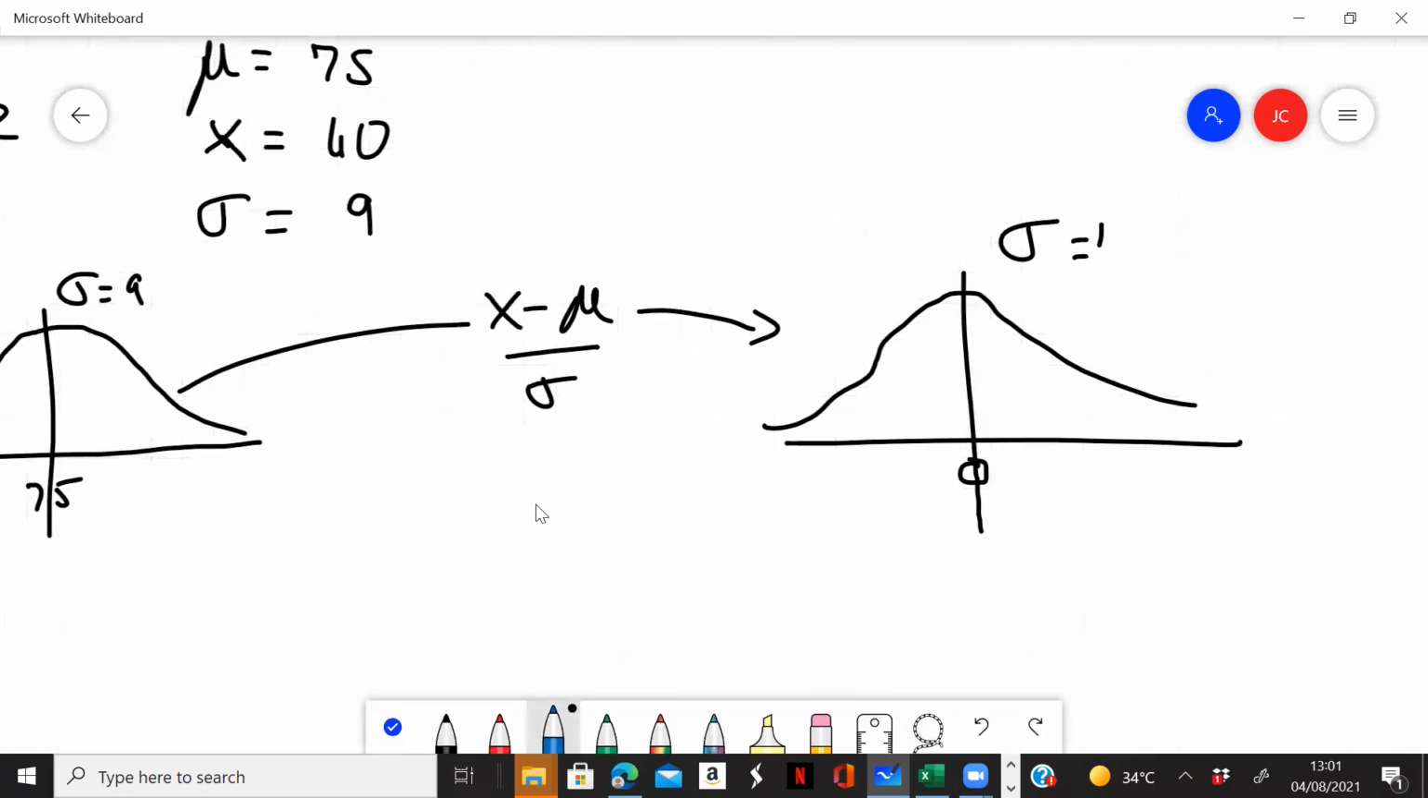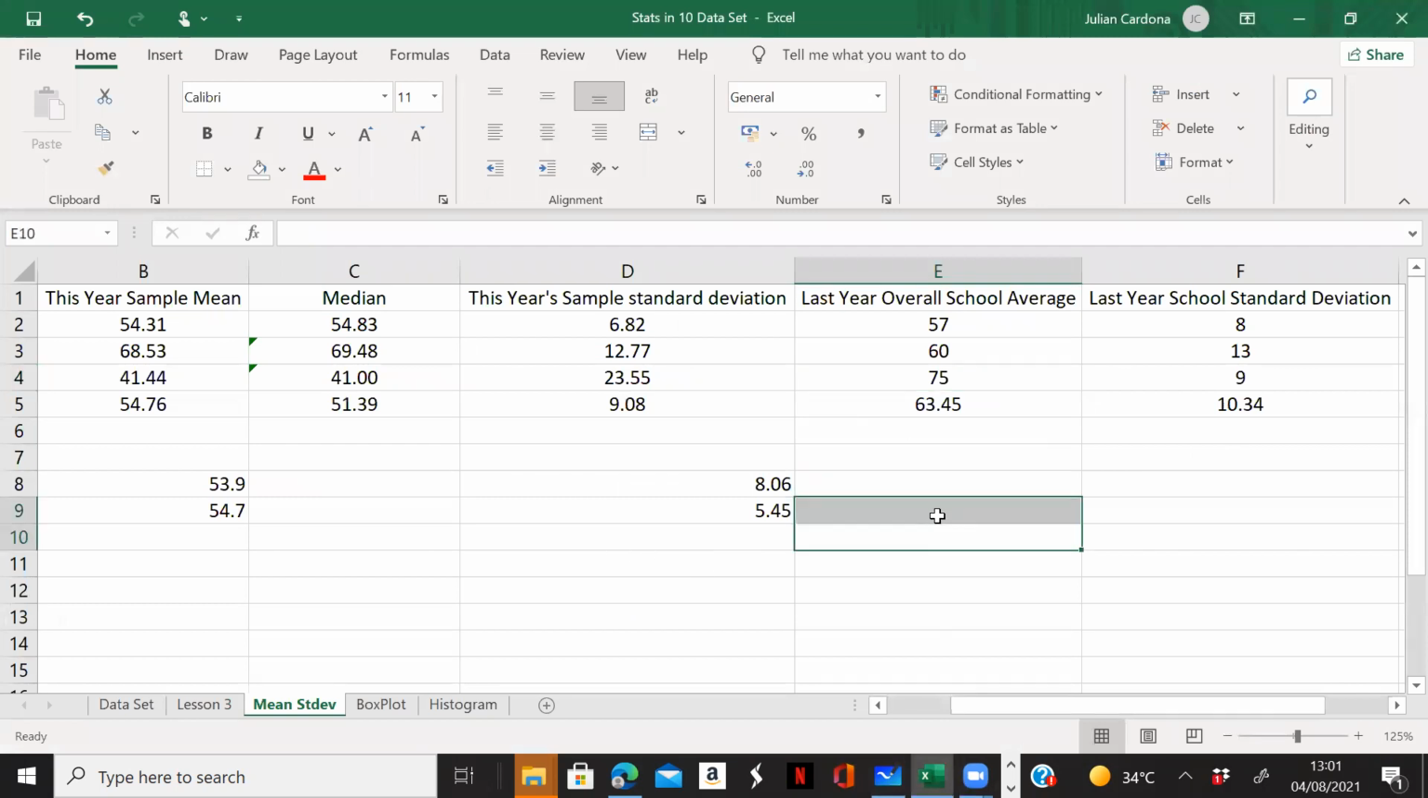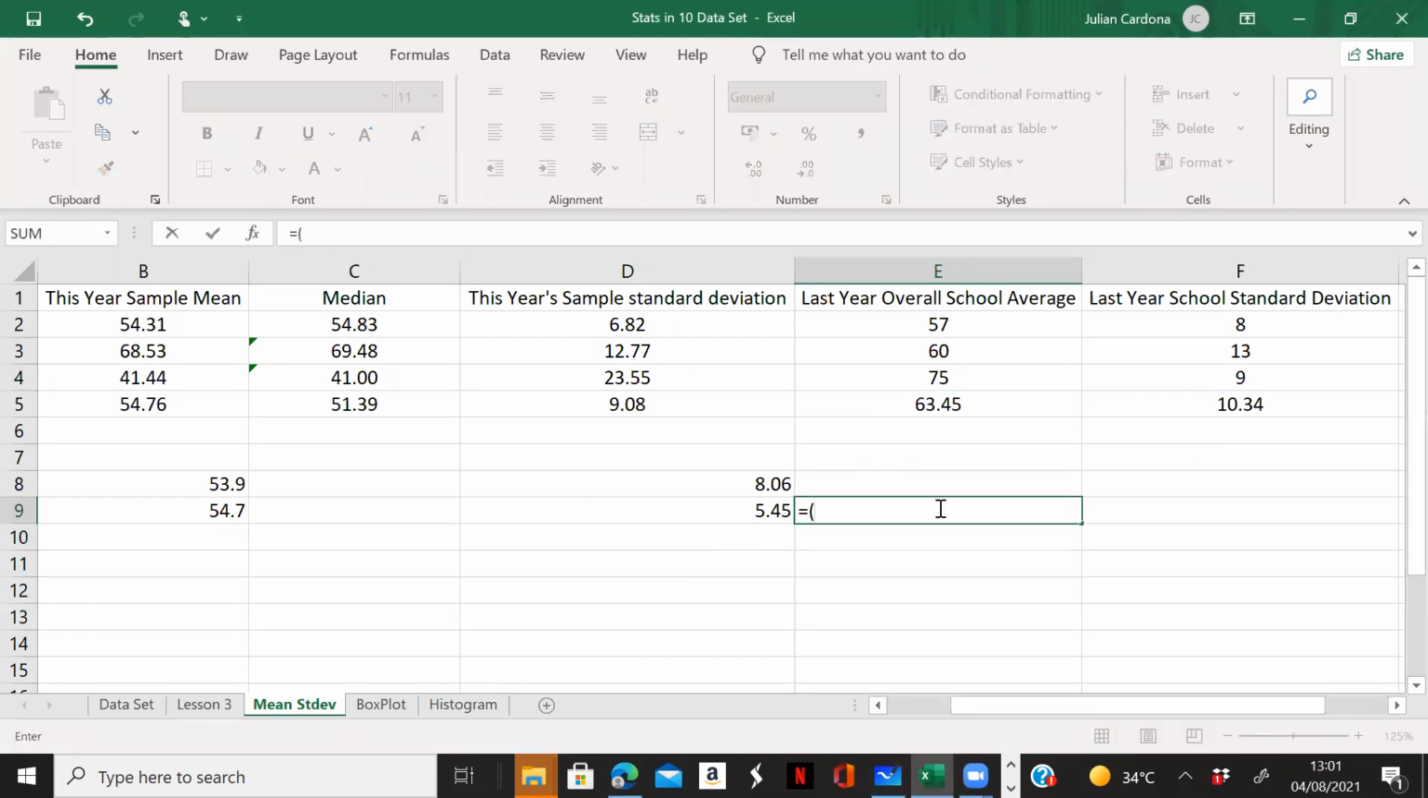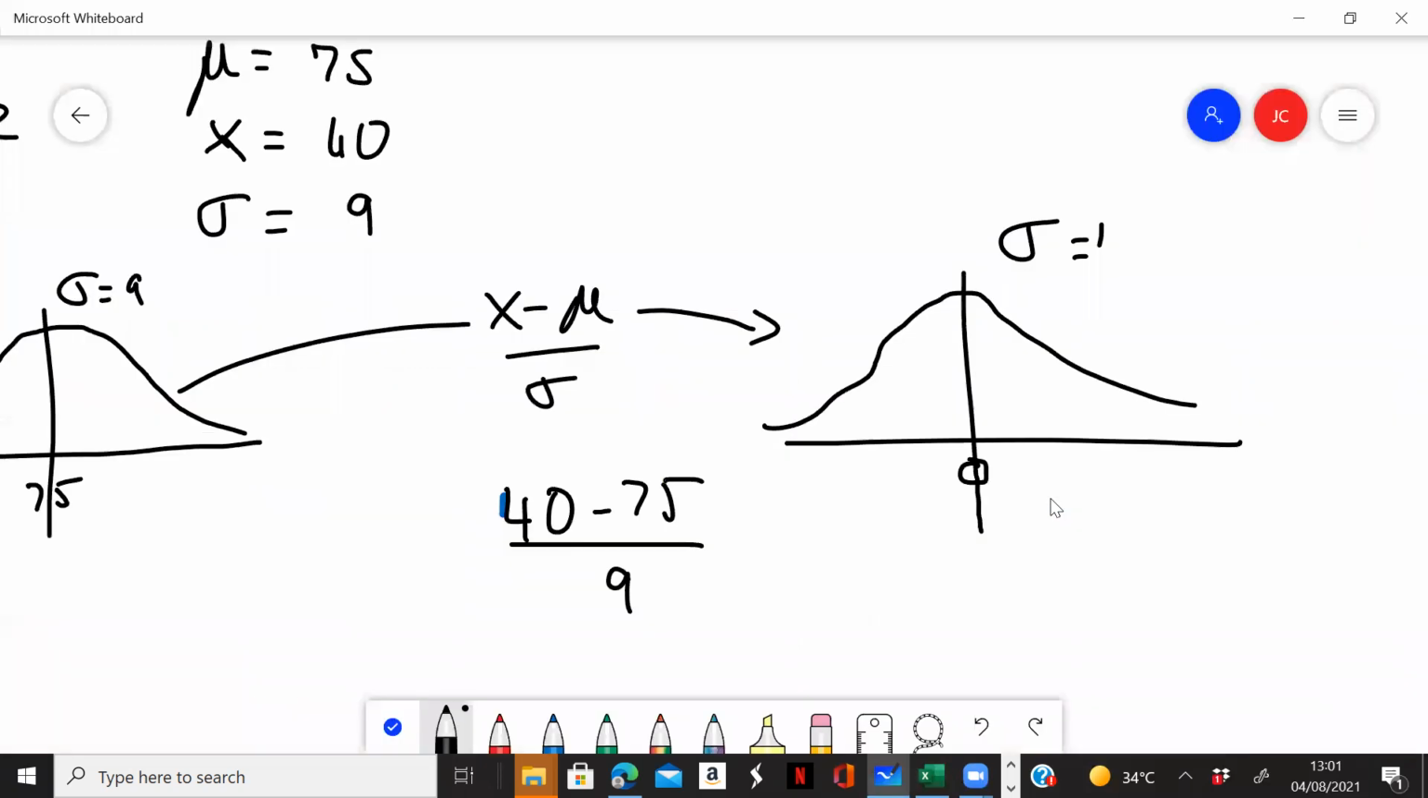Let's work it out. We're going to translate it: 40 minus 75 over 9. Quick journey to Excel. So let's have 40 minus 75, all over 9. That's minus 3.89. So suddenly, from 40, I have minus 3.89, and my new blue region becomes this part.